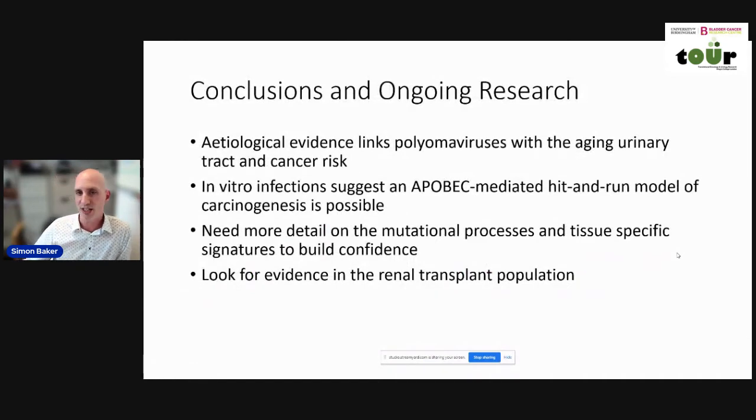So to conclude, there's etiological evidence from other groups linking polyomaviruses with the aging urinary tract and also with cancer risk that I haven't really talked about so much.